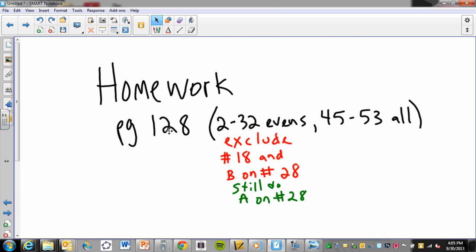Your homework, page 128, 2 through 32 evens, and 45 through 53, all of those. Do not do number 18, and do not do letter B on number 28, but still do letter A.